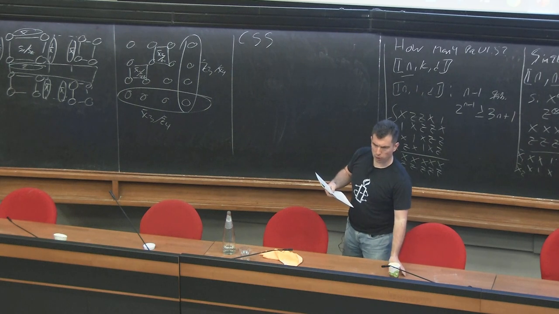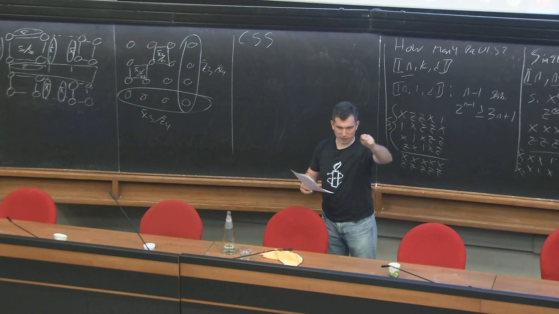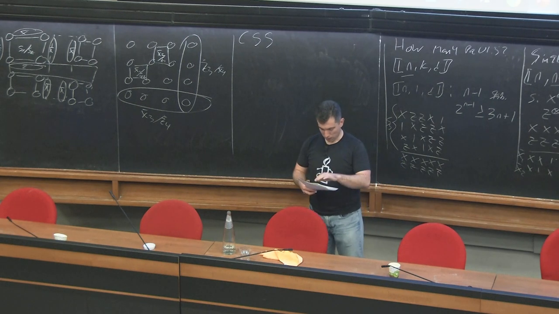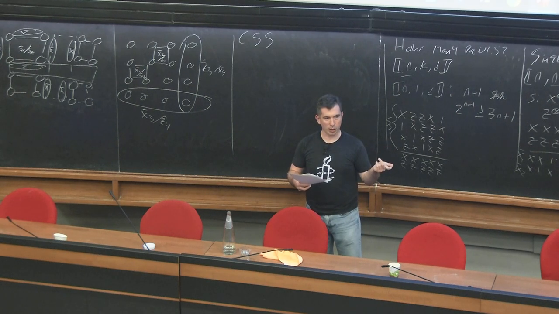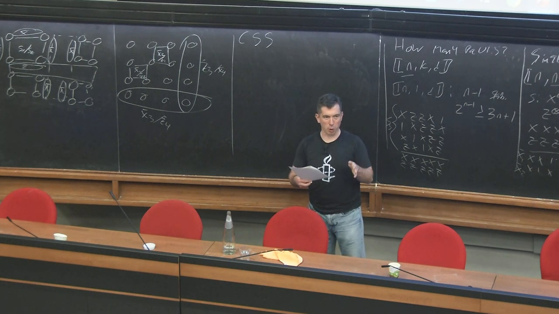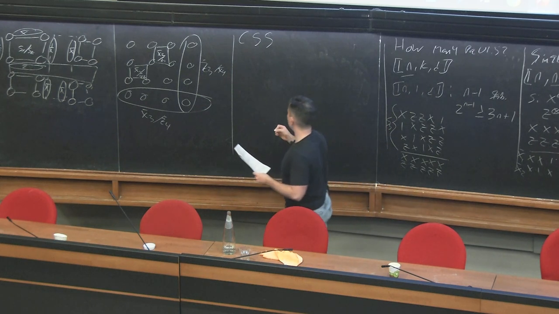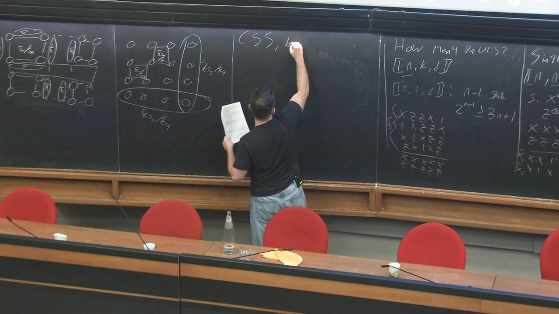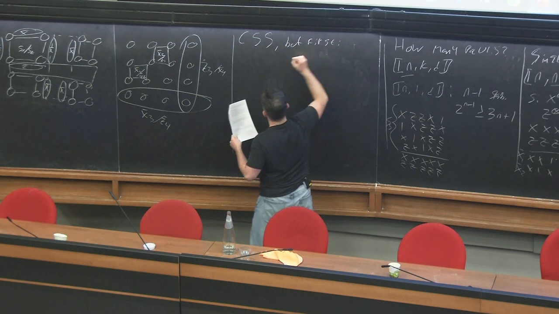But if you read original work from the 90s, the guy takes a classical error-correcting code and puts a ket on it. It's like nuts. Speaking of classical codes, I now need to do classical coding theory in 10 minutes. There's a lot to classical coding theory. We're going to do a very small but very popular subset, which is linear codes over F2. Okay, so CSS, but first, classical coding theory.